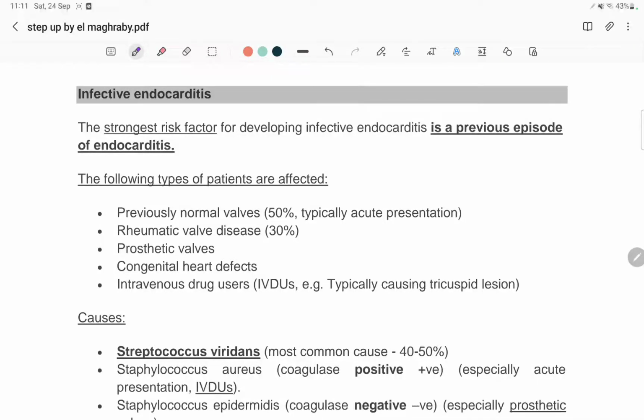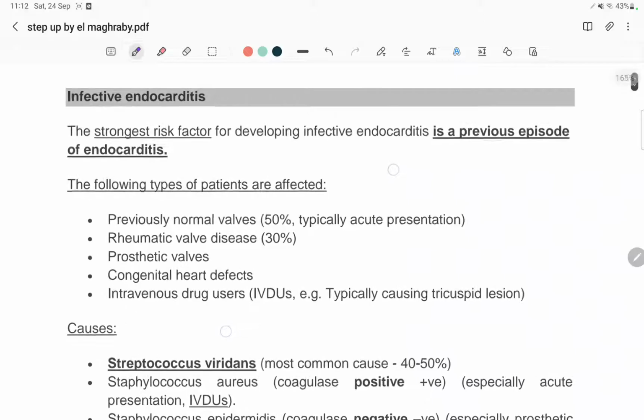Today we are doing the cardiology section and revising the MRCP notes for the upcoming MRCP exam. So let's dive right into it. We are doing infective endocarditis right now.